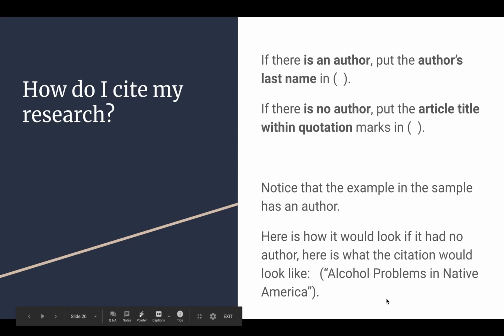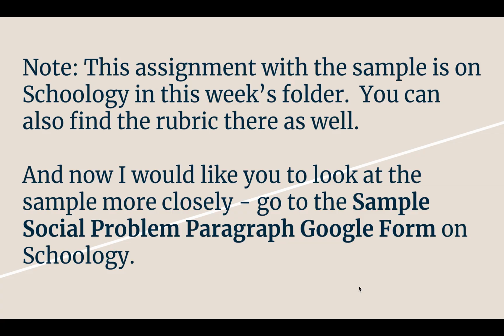So as I indicated earlier, if there's an author, you put the author's last name in parentheses. If there is no author, you put the article title within quotation marks. So the example that I gave you in the sample has an author, but if it didn't, instead of putting those last two names there, I would have put the title and the article in parentheses. And you don't need to worry about a page number for this since your internet sources would not have pages.